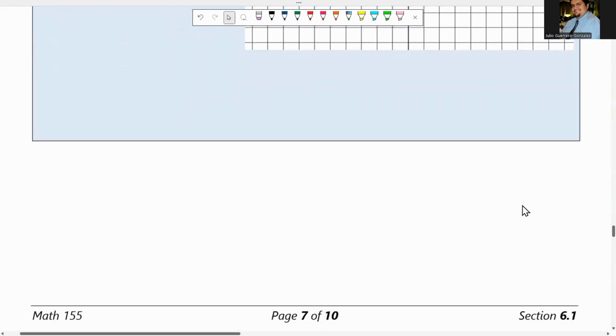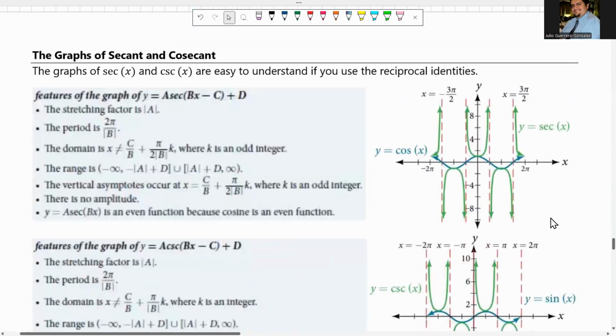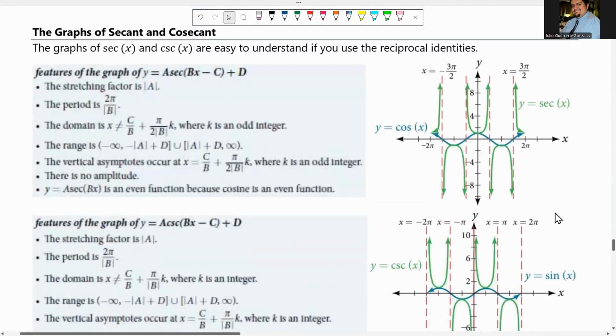Okay. Last thing I got to cover. The last two functions that we need to cover, secant and cosecant. Secant and cosecant tend to be a little funky. You can graph them using the same techniques that we were doing with sine and cosine, and you can also do them the way that we were doing tangent and cotangent.